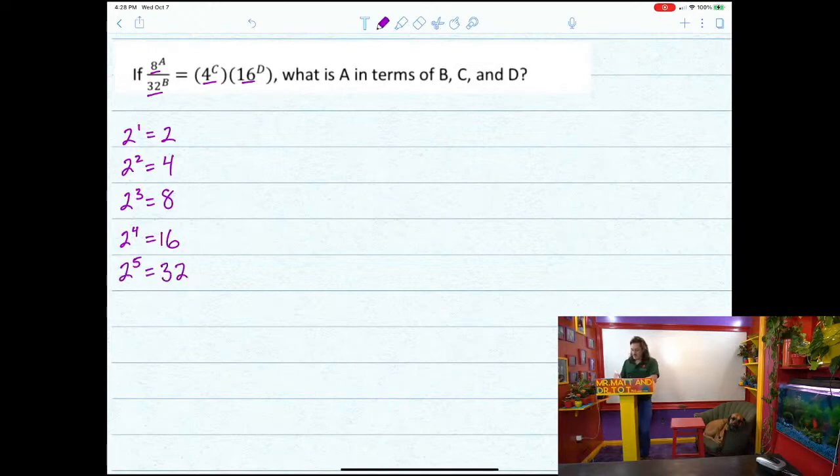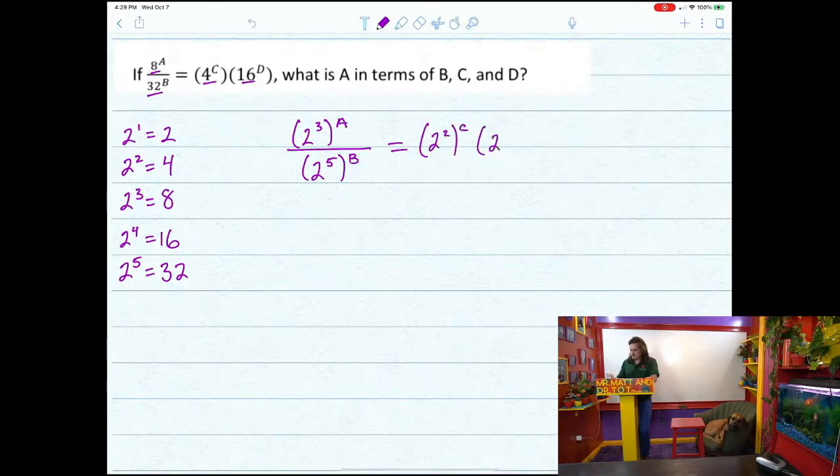So instead of 8, I'm going to write 2 cubed, and that's still raised to the a power, quantity divided by, instead of 32, 2 to the fifth power, quantity raised to the b power. And I'm going to say that that's equal to, instead of 4, 2 squared, quantity raised to the c, times 2 to the 4th, instead of 16, quantity raised to the d.